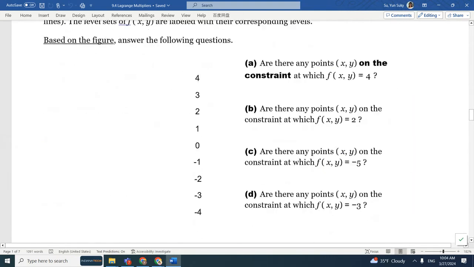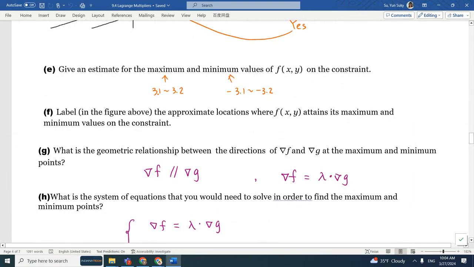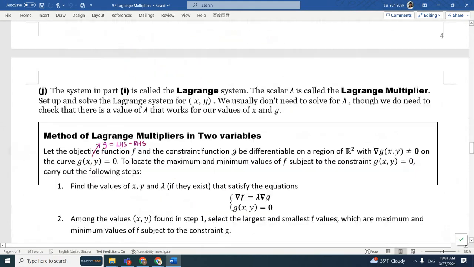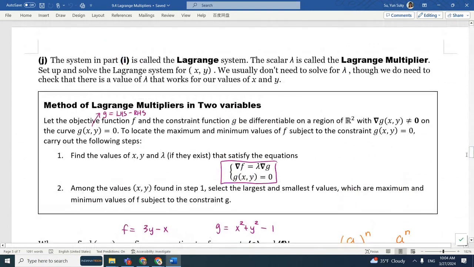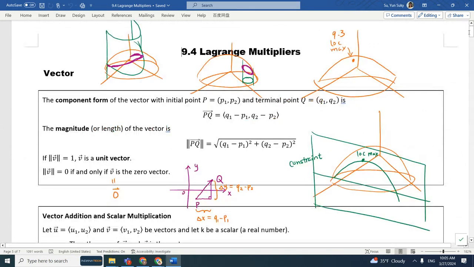So the idea of 9.4 is we have a surface, that's the f function, and we have the constraint. It's usually the g. G is a function on the xy plane. Maybe I should show you the picture here. So we have the surface. The constraint is like this little green line or curve on the xy plane. Then you cut the surface, you get a curve. And the Lagrange multiplier helps us to find the maximum or minimum.